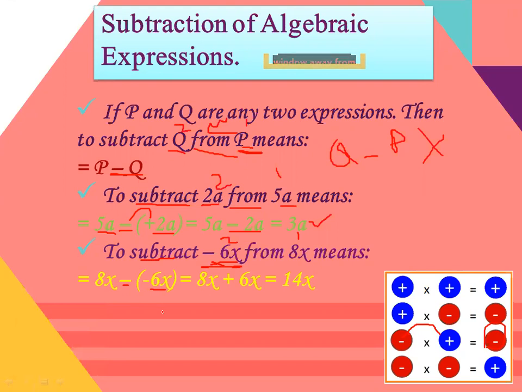Okay, so what does it mean? Minus minus, you are going to multiply the sign, so minus multiplied by minus will be plus, so you are going to write minus minus is plus, so simply you will write 8x plus 6x, so 8 plus 6 will become 14x. Okay, now let's start some examples here.